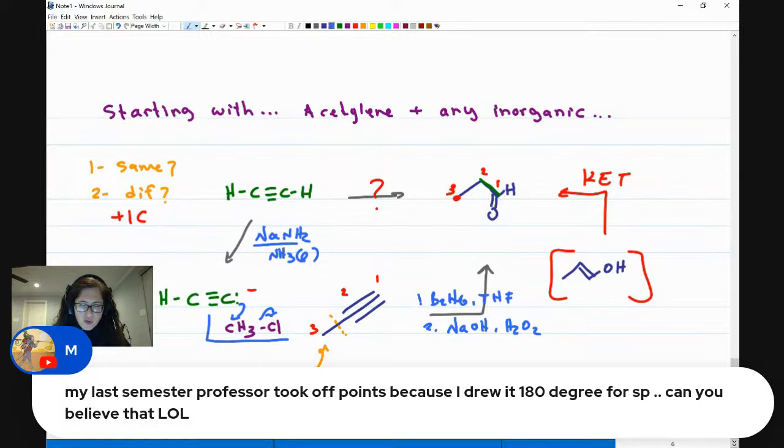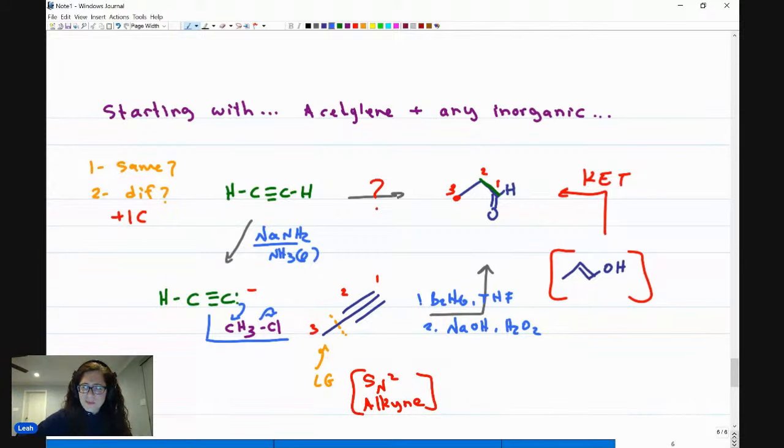My last semester professor took off points because I drew 180 degrees for what? How? I don't know how to teach, so I'm going to deduct points because you learned how to do it the right way. What is that? Come on. Quanta, I don't know what you're referring to.